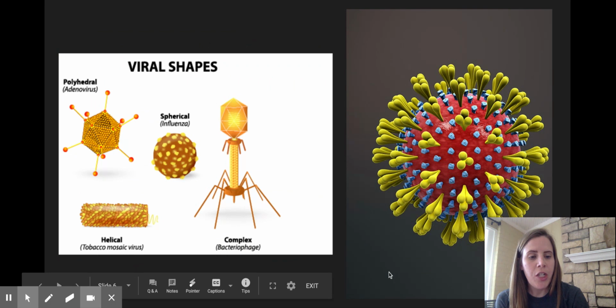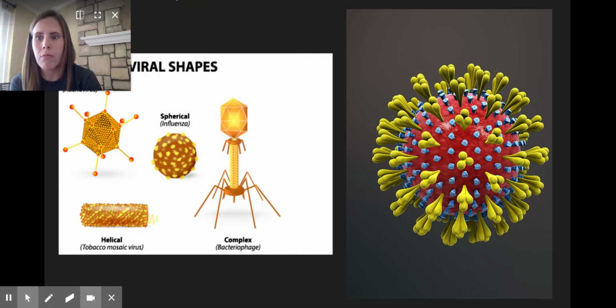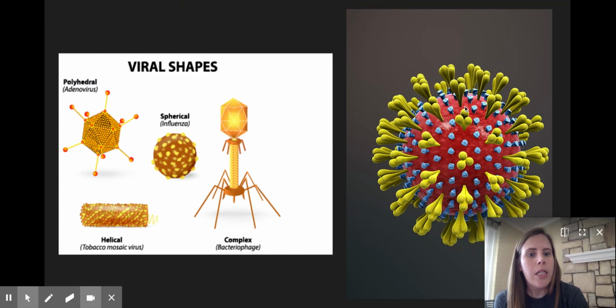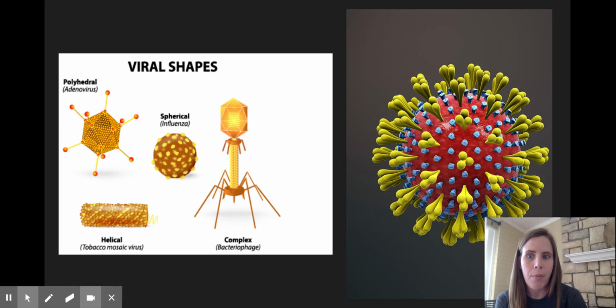So there are a couple different shapes of viruses. This here is the coronavirus, COVID-19, that we're all familiar with. And you may have seen this exact picture somewhere before. But viruses do come in other shapes.